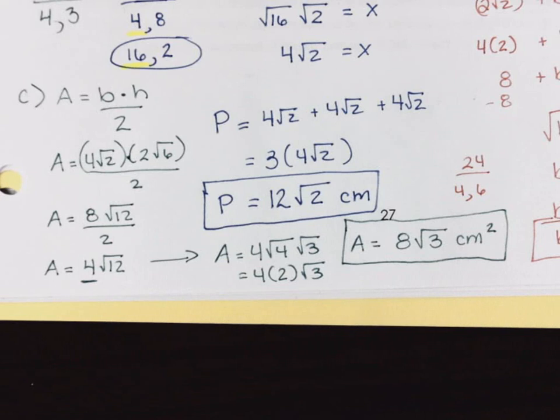So when it says exact values, I want you to leave it in radical form. I don't want decimals. Fractions are also considered exact values, like 1/3 is an exact value. You don't want 0.33333 repeating.